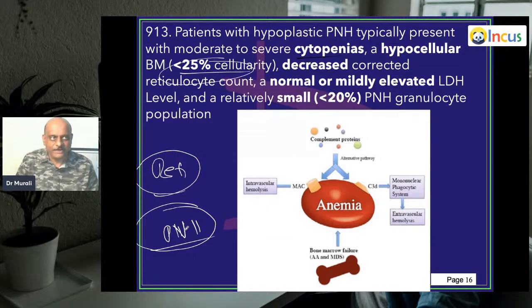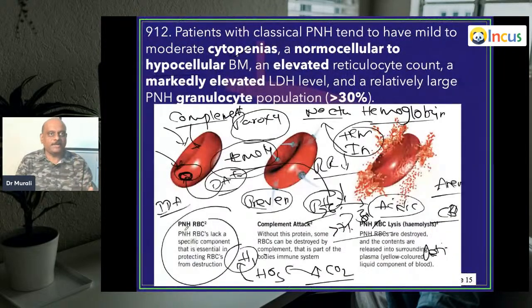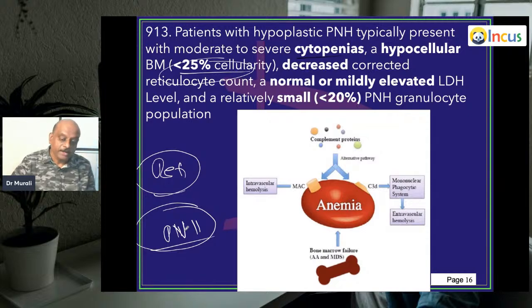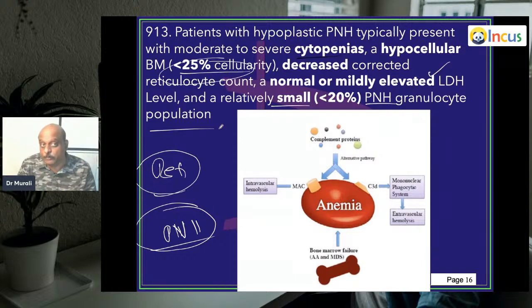Reticulocytes are produced by the bone marrow, no? So if the bone marrow itself shows hypocellularity, an aplastic nature, then your reti count will become decreased. That is the reason a PNH patient with a high reti count is called classical PNH. But a PNH patient who shows a low reticulocyte count is hypoplastic PNH, which is what you need to remember. Even in them, there is an elevated LDH and a relatively small PNH granulocyte population, less than 20%. So this is what you find in hypoplastic PNH.